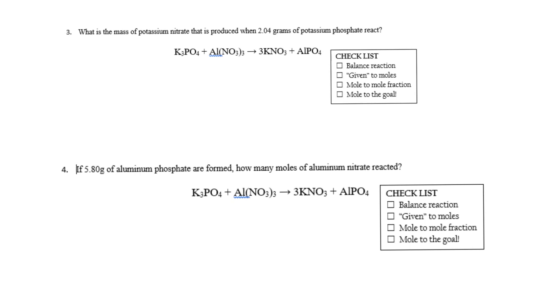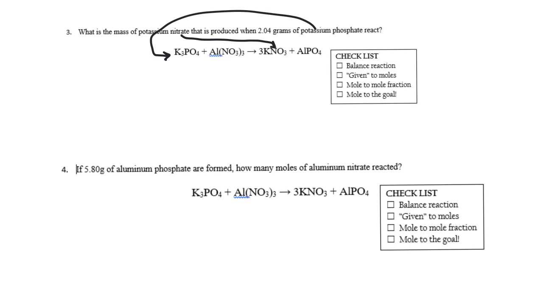Problem number 3. What is the mass of potassium nitrate when 2.04 grams of potassium phosphate react? So now it's getting a little bit more complicated because mole isn't mentioned at all. I need 3 conversions. And it's saying potassium nitrate and potassium phosphate, so you need to know what those things are. So potassium nitrate is that, and potassium phosphate is that. So now we know that we need 3 conversions. We know what substances we need.